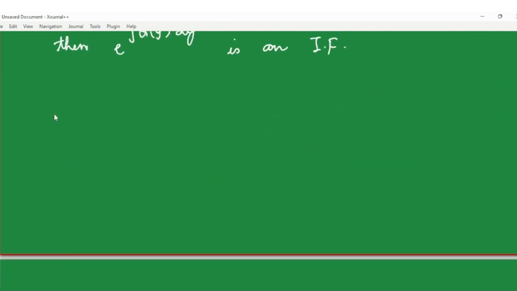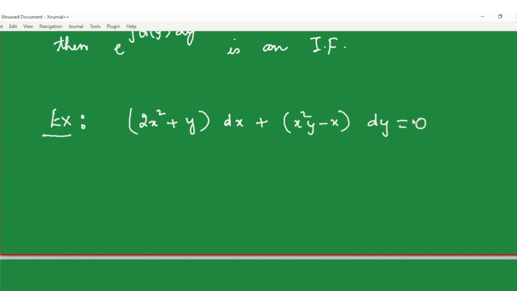Let's understand these two versions of rule 2a and 2b through one or two examples here. Let me start with a question where, let's say, you are given the differential equation 2x square plus y dx plus x square y minus x dy equal to 0. Suppose this is the differential equation given to us and we are expected to solve it.